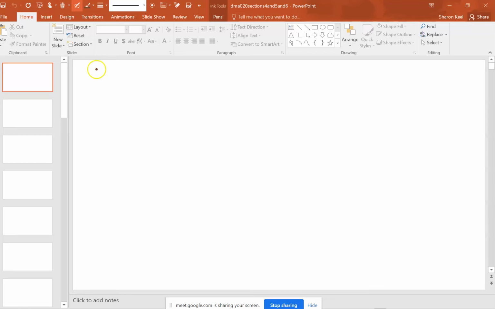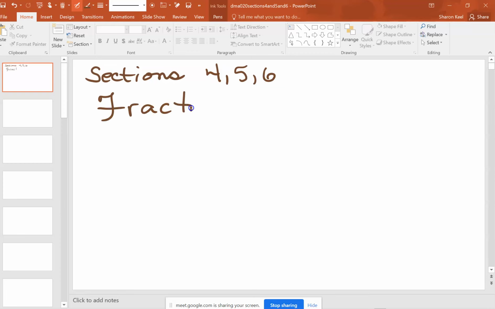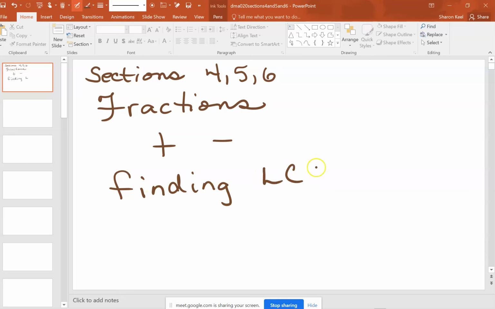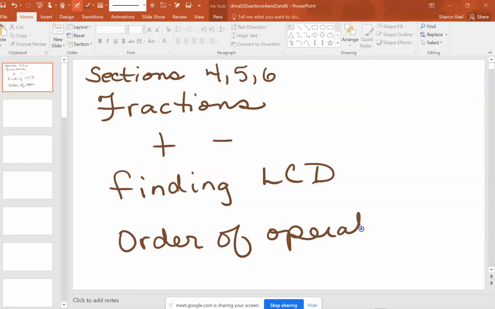Okay, today we are lecturing on sections 4, 5, and 6. On these sections, we are going to be working with fractions, and we're going to be looking at adding and subtracting fractions. We're going to be looking at finding a least common denominator for the fractions, and we are going to work with order of operations. Okay, so overall, those are the main concepts that we're going to be looking at.